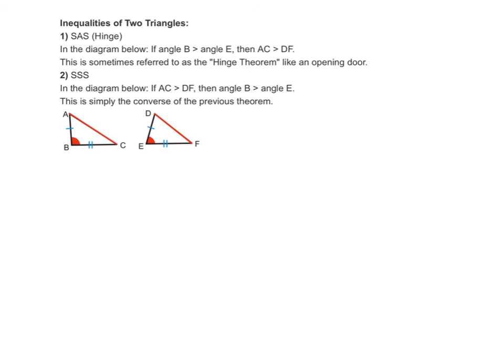This is sometimes referred to as the hinge theorem because you can think of these two sides as sort of doors on a hinge. If these doors are open wider, creating a larger angle, then this distance between the other ends of the door will be larger than that distance right there. The converse of this theorem is also known as SSS. What it says is this: if we know that AC is longer than DF in this diagram, and the other two sides are matching, then angle B must be larger than angle E. And that's simply the converse of the SAS theorem.